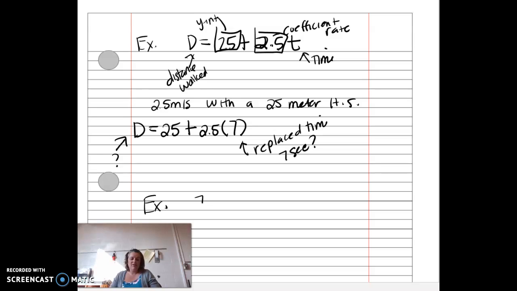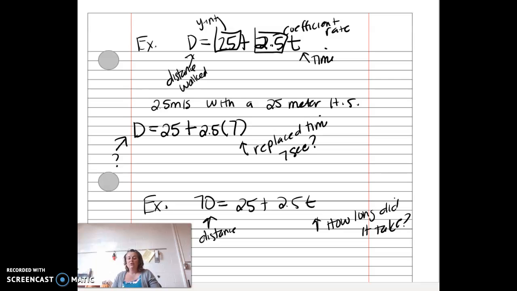Same thing here with this one. If I gave us 70 equals 25 plus 2.5 t, this time the t is not replaced. Our d is the distance. We know the distance. So this question is saying, all right, if this person walked 70 kilometers, how long did it take? And that's what we would have to either set up a table or a graph or use the equation with guess and check to do that.